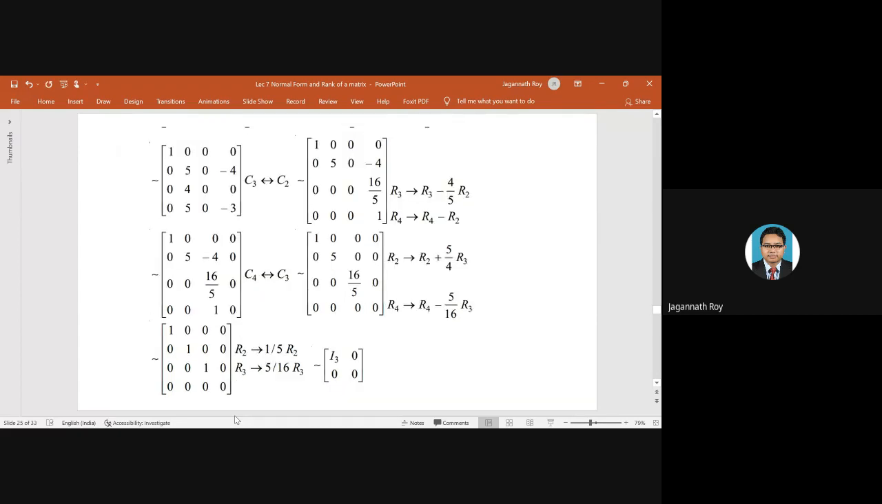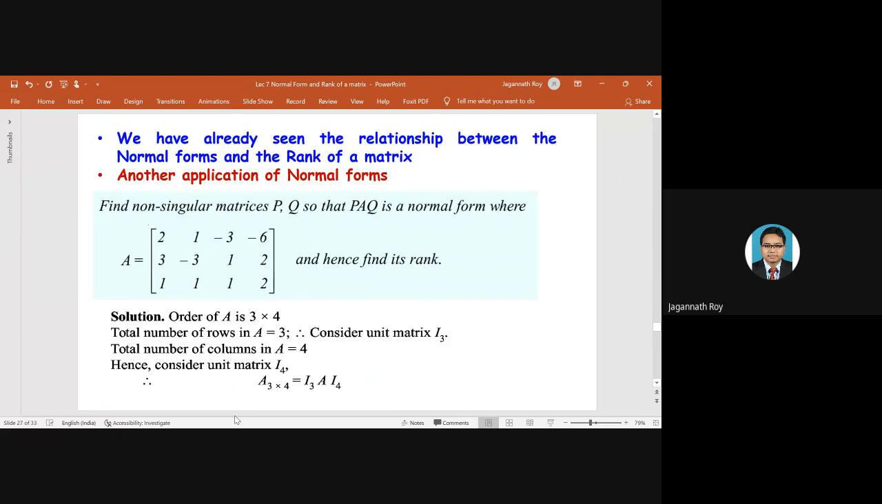This is how we will do it: first row operation, then column operation, then row, again column, and then another application of normal forms. This is a very interesting application of these forms. We will try to find the normal form of this matrix, and with its help we will find two invertible matrices. P and Q will be invertible matrices so that PAQ will be a normal form. That means we'll do row and column operations.